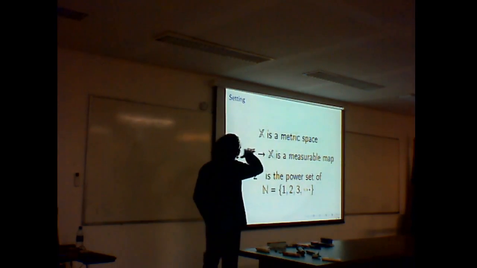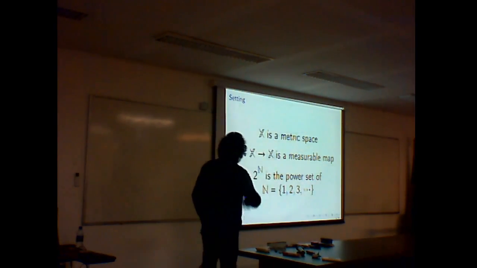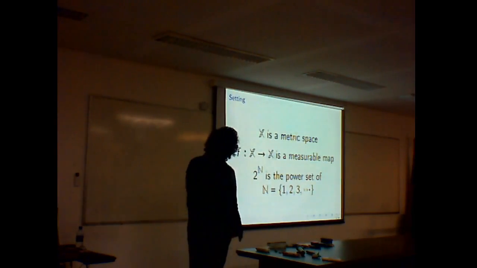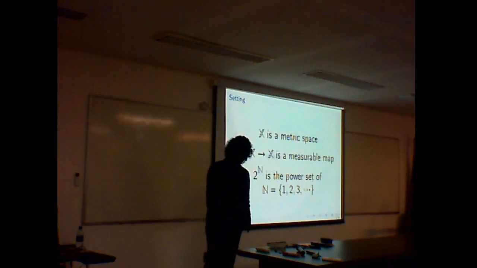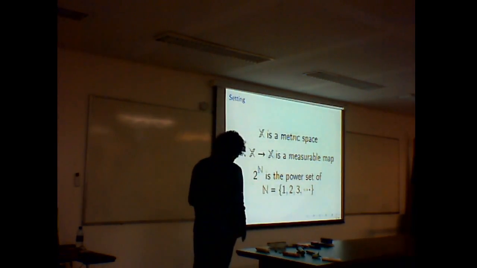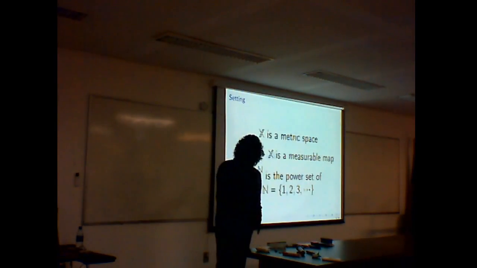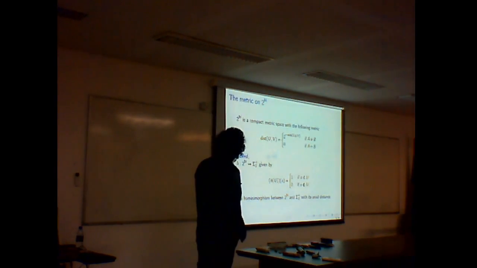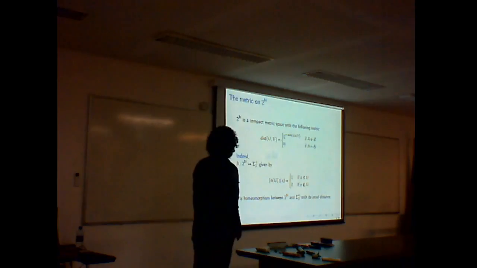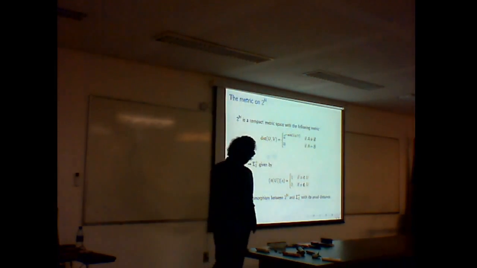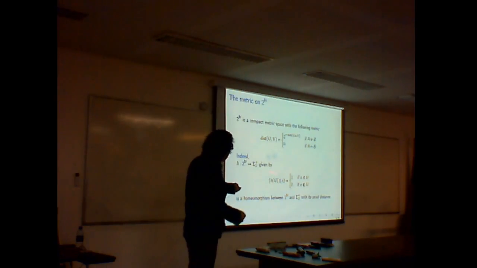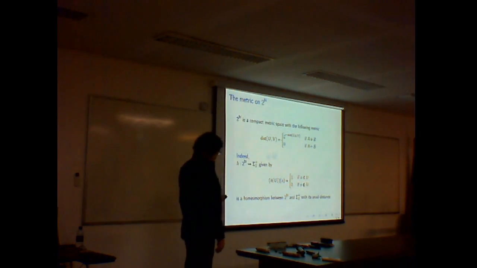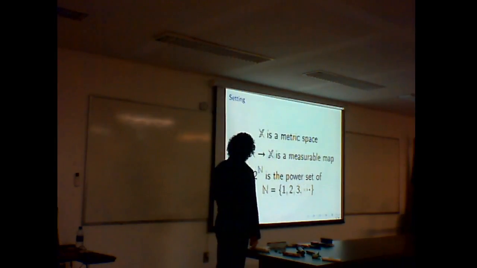The framework here is we have X, a metric space, and a measurable map F, and this set is the power set of the natural numbers. We can put a metric on the power set, this is the natural one, and with this map, the power set of the natural numbers is indeed homeomorphic to the shift of two symbols.